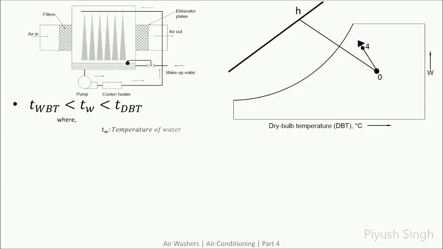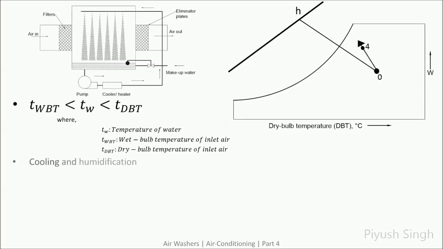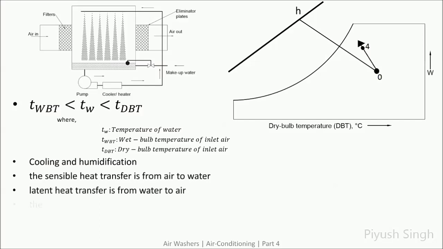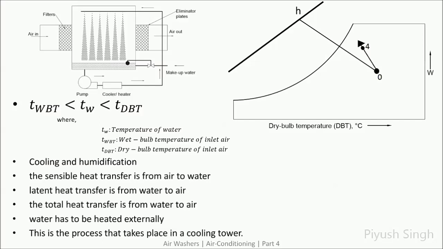In the next case, the water temperature lies between the dry bulb and wet bulb of the incoming air. It is also a case of cooling and humidification. The net heat transfer occurs from water to air, resulting in a net increase in the enthalpy of the air. Also, the humidification is higher compared to the previous two cases. To continue this process, the water has to be heated externally. This process is utilized in cooling towers.